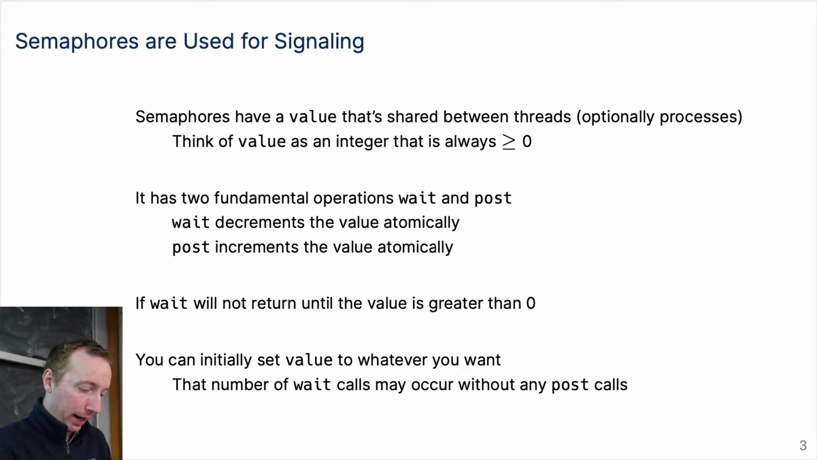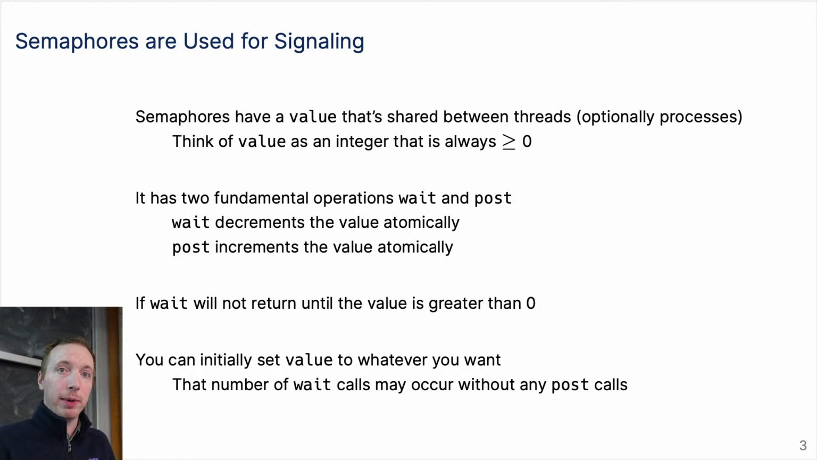Semaphores have a value that's shared between threads. Optionally, you can use Semaphores for interprocess communication if you want to synchronize between 2 different processes as well, but that's an optional thing that we won't even get into in this course. You can think of Semaphores as just having a value, and the value will always be 0 or greater. Then it only has 2 fundamental operations. So the only things you have to remember: a Semaphore has a value and then 2 fundamental operations.